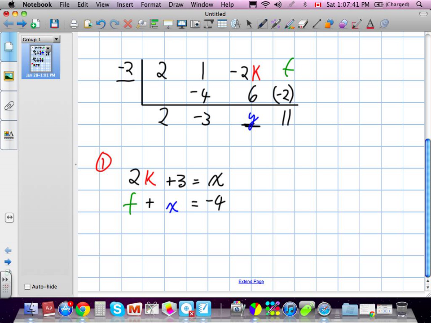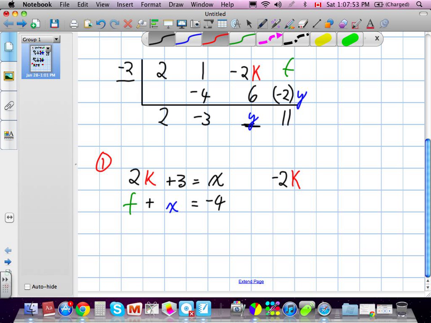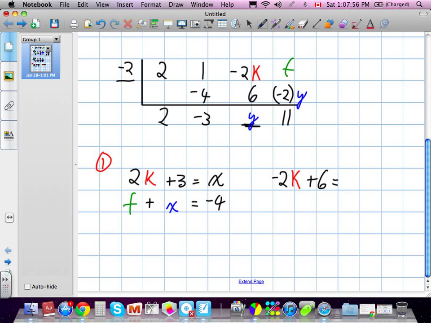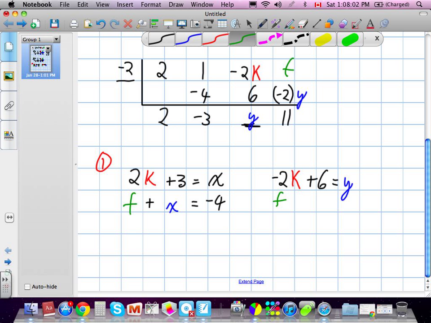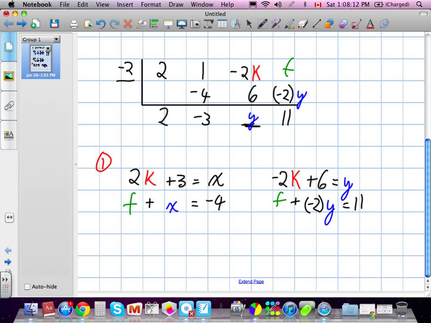So again, we can make another set of equations out of this. -2 times k plus 6 is equal to our y. And we also have f plus -2 times y equals 11. We've got 3 variables here. That's good because we have 4 equations. Okay. So with our variables, I'm going to highlight our x so we can kind of make sense of this.